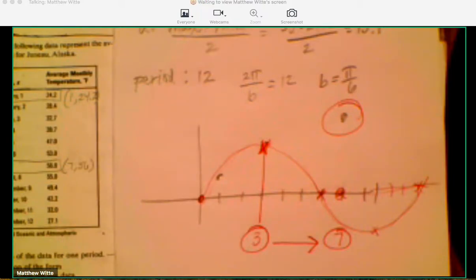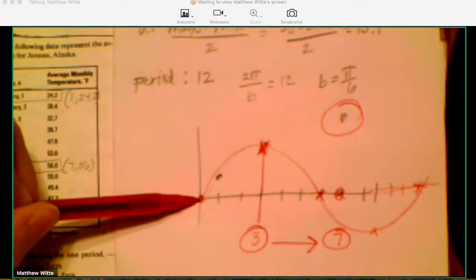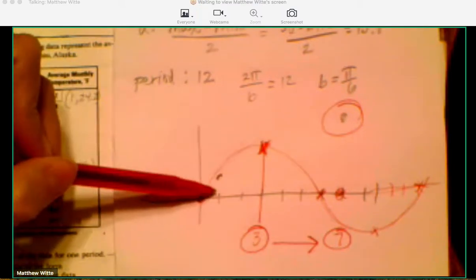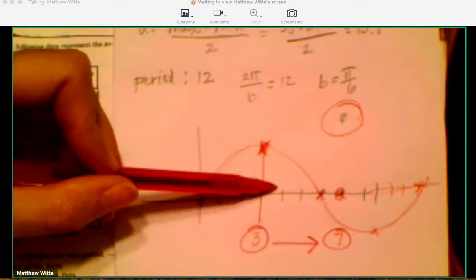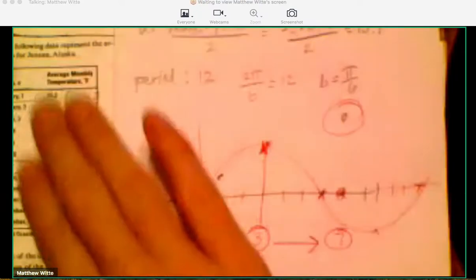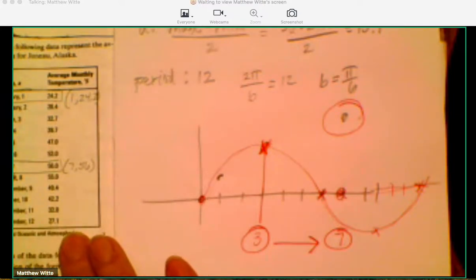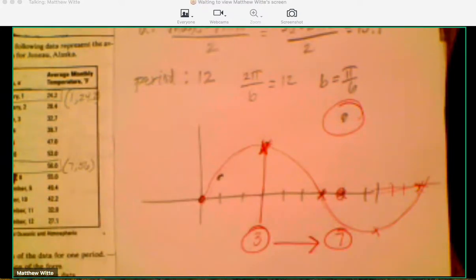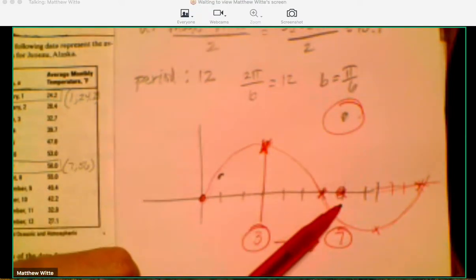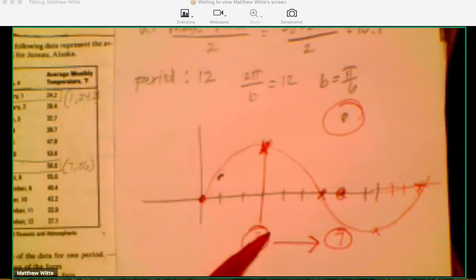If I did not have a shift and I had 12 months, my sine curve would start at the midline, and go to the maximum 3 months later, because a fourth of 12 is 3. So after 3 months, I should hit my max. After 3 months, I should hit my midline. After 3 months, I hit my minimum. After 3 months, I go back to the midline. But with the data that was given to me, I know that my maximum did not occur until July. So my maximum should be occurring in July, but theoretically, it would be occurring the 3rd month.